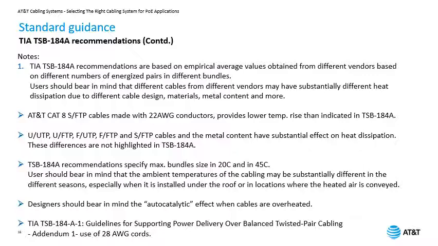For example, AT&T Cat 8 SFTP cables made with 22 AWG conductors provide lower temperature rise than indicated in the TSB-184A. In addition, there are many cable constructions like UUTP, UFTP, FUTP, FFTP, SFTP. Those cable constructions and the materials they contain have a substantial effect on heat dissipation. Those differences are not highlighted in TSB 184A.